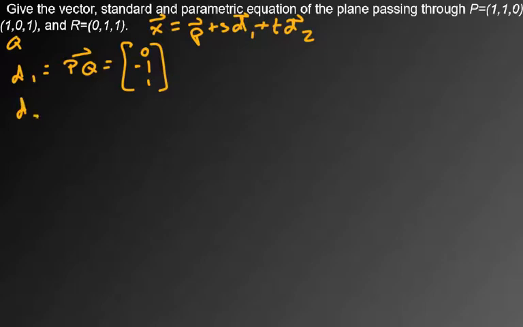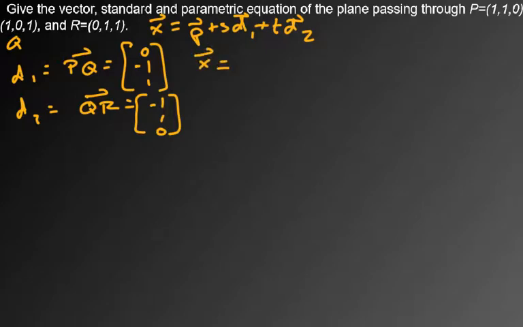And then you need a second direction vector. You have choices here, but we could do Q to R, so we could do R minus Q. So 0 minus 1 is negative 1, 1 minus 0 is 1, and 1 minus 1 is 0. And so now you have all your parts. In terms of doing vector form, all you got to do is subtraction, and then you just put things in the right spot.